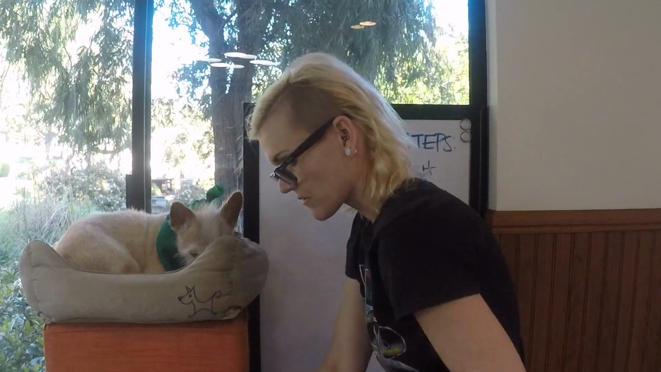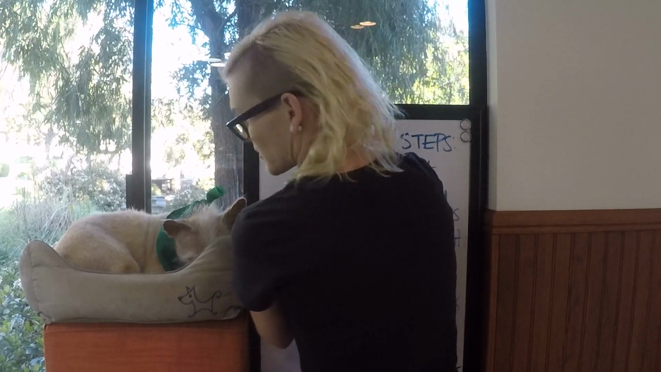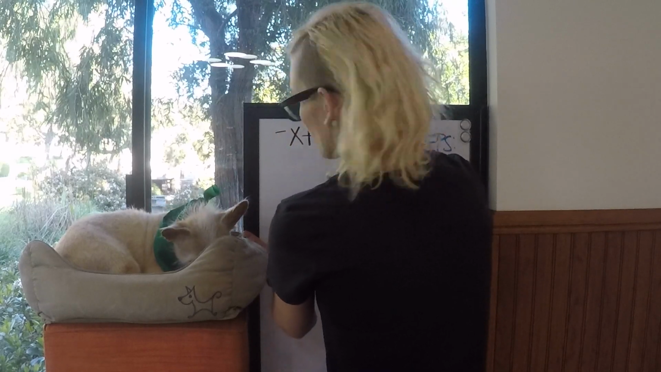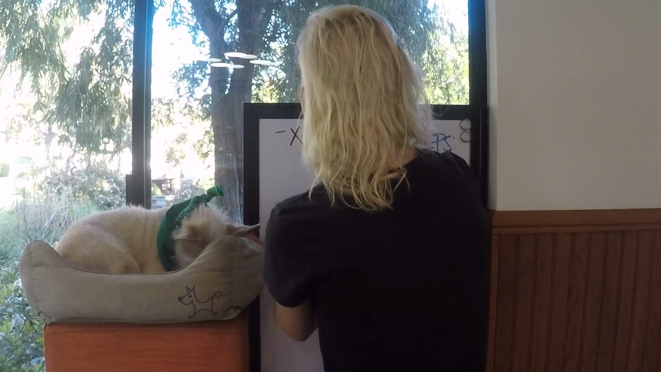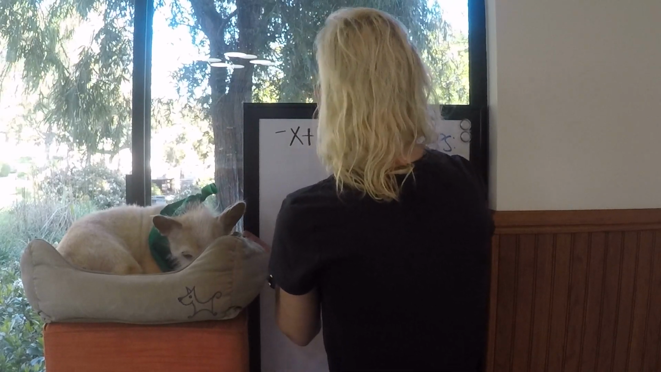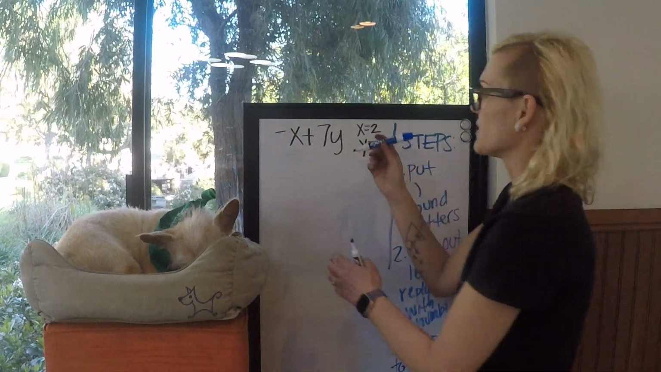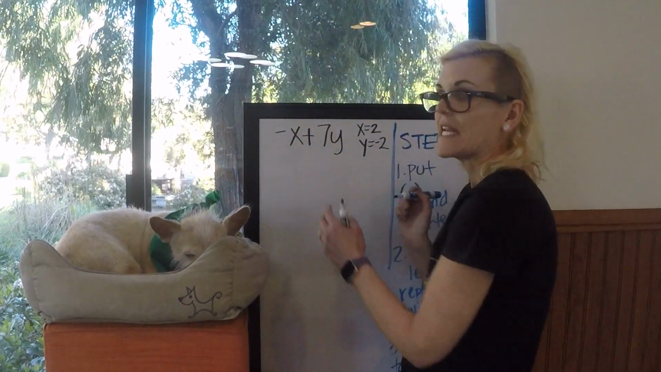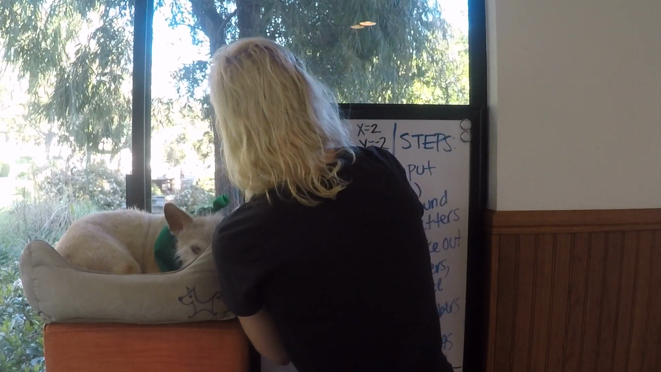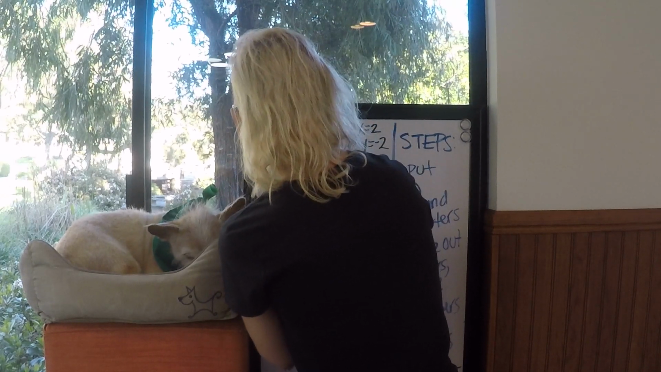Alright, so we're going to do another one. Actually, we're going to do two more. I'm going to leave the original problems up here so we can see what they are. So, negative x, and we want to substitute when x equals 2, y equals negative 2. Alright, so my steps. Put parentheses around the letters. So, if you have a negative next to a letter, make sure you don't include it, because that's not included, just the letter. Okay, I'm going to rewrite what we have.